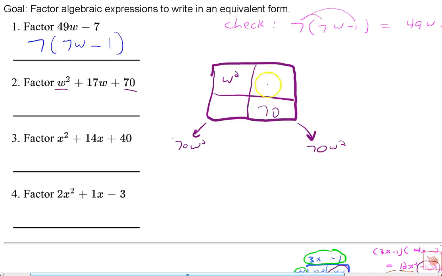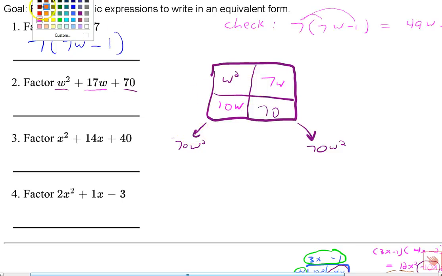The real question is, what are these? Well, I know that that is 70w squared, because that's my diagonal, so this diagonal has to multiply to 70w squared. So immediately my brain starts spinning 70. Okay, that could be 7 times 10, and then, aha! 7 times 10 is 70, and 7 plus 10 is 17. So I can do 7w and 10w. Those add to 17, and they multiply to 70.